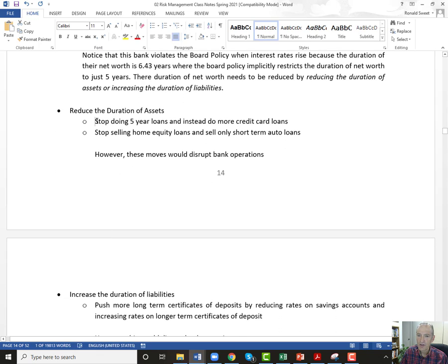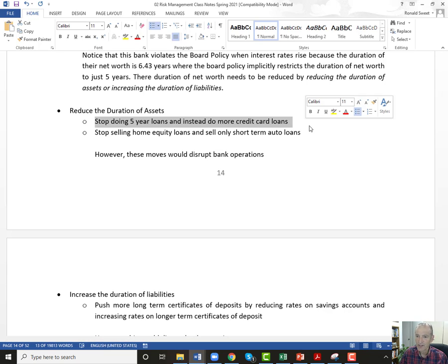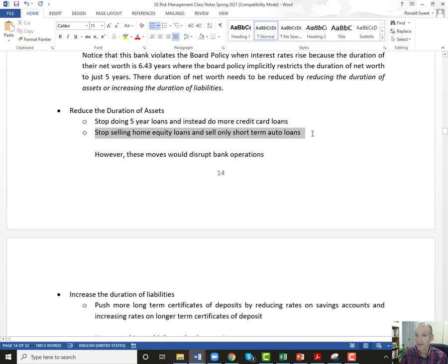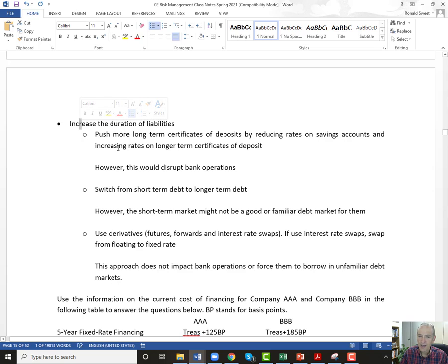So what could you do? You could stop doing 5-year loans and instead do more credit card loans, but we don't like that because the sales floor doesn't want to have to sell 5-year car loans if no one wants 5-year car loans. I'm sorry, no one wants to do credit card loans if everybody's doing car loans. So you don't want to have your sales force have to stop selling something because the finance messed up. That disrupts operations.